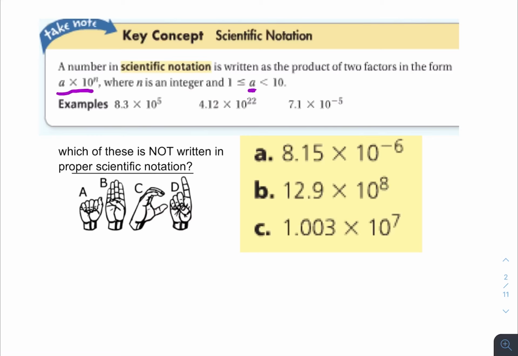So we have some examples there, like 8.3 times 10 to the fifth, 7.1 times 10 to the negative fifth. Notice you can have positive and negative.